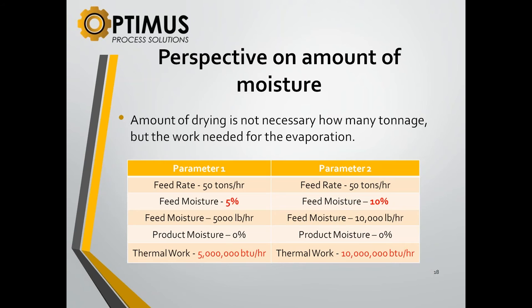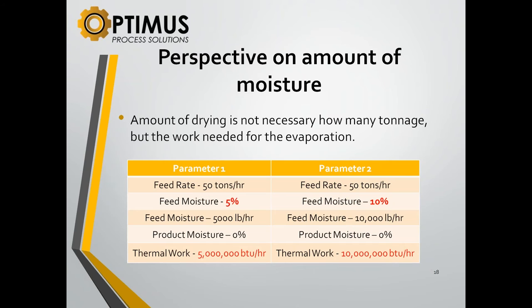We're going to evaporate 2,500 pounds of water at 5%. But if we have 5 tons, 2.5 tons of water, it's 5,000. If we're going to evaporate 10%, then we're going to evaporate 5 tons or 10,000 pounds. So you're doing twice as much work on a dryer performing at 10% as you are at one doing 5%.